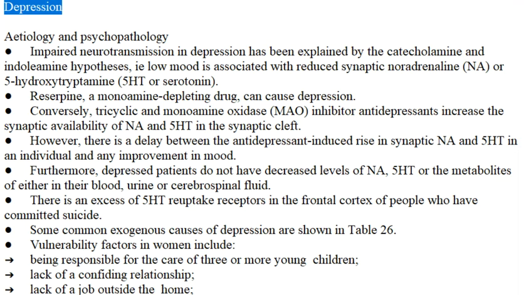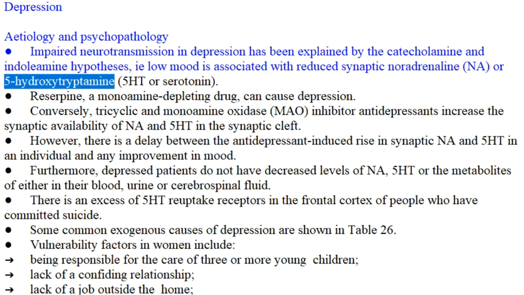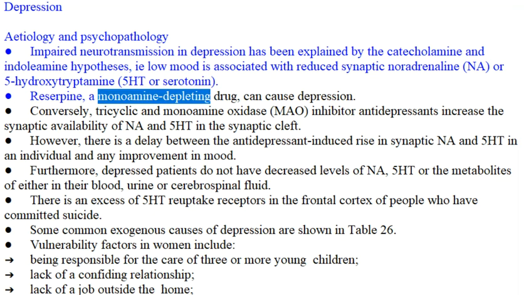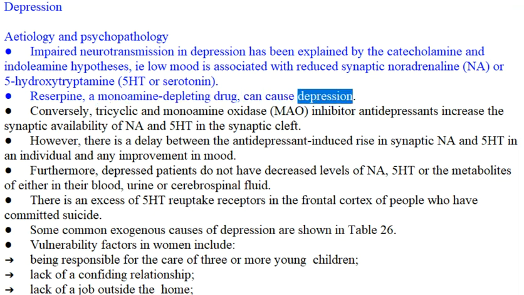Depression. Etiology and psychopathology. Impaired neurotransmission in depression has been explained by the catecholamine and indolamine hypotheses, i.e. low mood is associated with reduced synaptic noradrenaline, NA, or 5-hydroxytryptamine, 5-HT or serotonin. Reserpine, a monoamine-depleting drug, can cause depression. Conversely, tricyclic and monoamine oxidase, MAO, inhibitor antidepressants increase the synaptic availability of NA and 5-HT in the synaptic cleft.